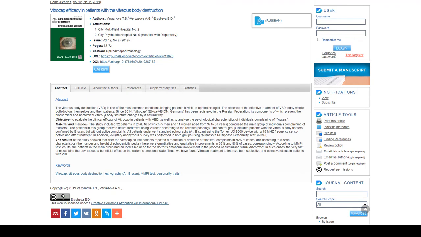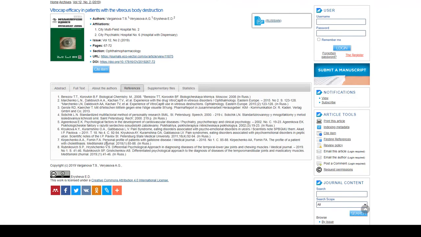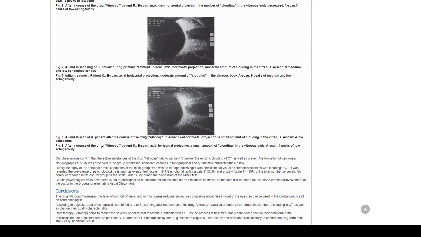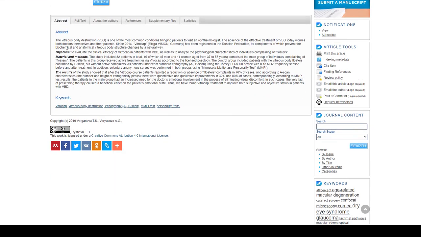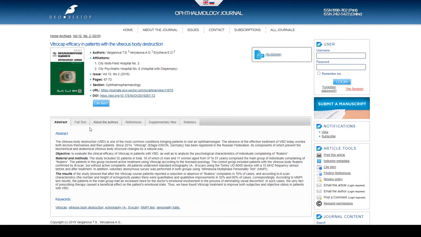The long and short of the findings was that Vitrocap increased the level of comfort of people's vision, and in most cases it reduced their complaints of floaters. So they concluded that it could be used in the clinical practice of ophthalmology. They also go on to say that according to actual scans, not just relying on people's say-so, taken before and after the supplements, which were taken for 3 months, the full 90 days, there was a tendency for the actual number of floaters to reduce, and the size of the floaters got smaller as well. That's pretty remarkable.